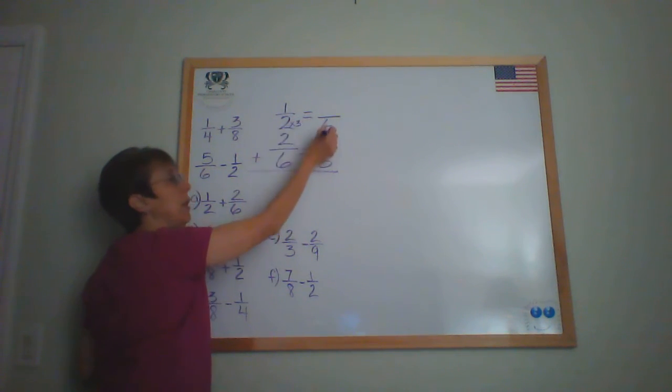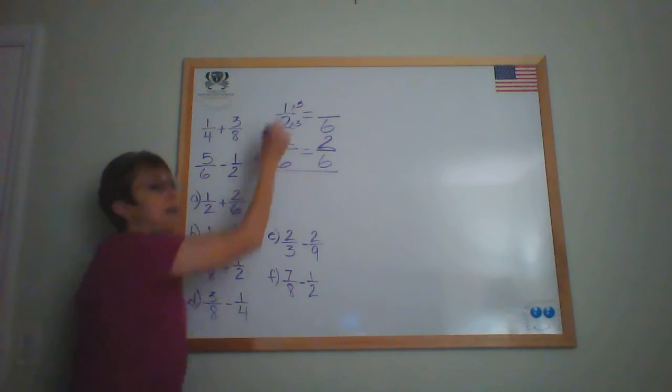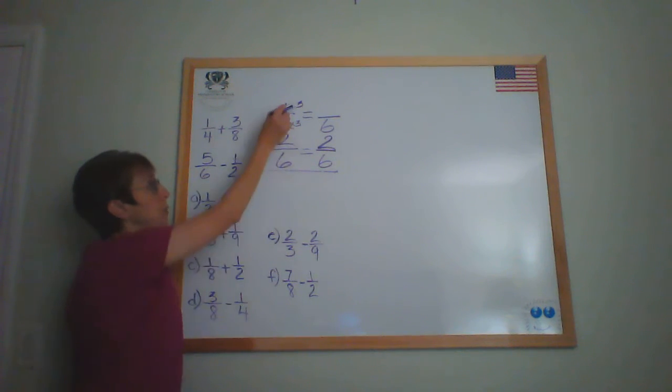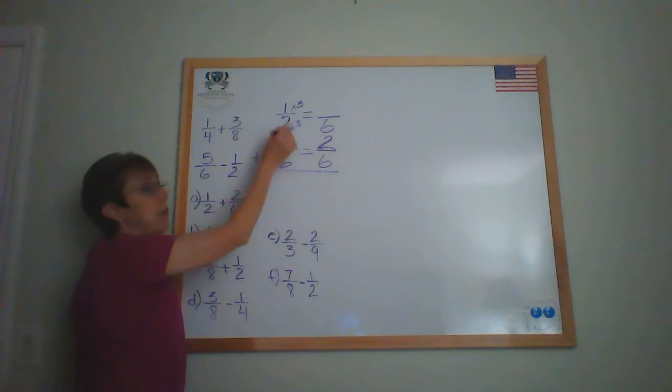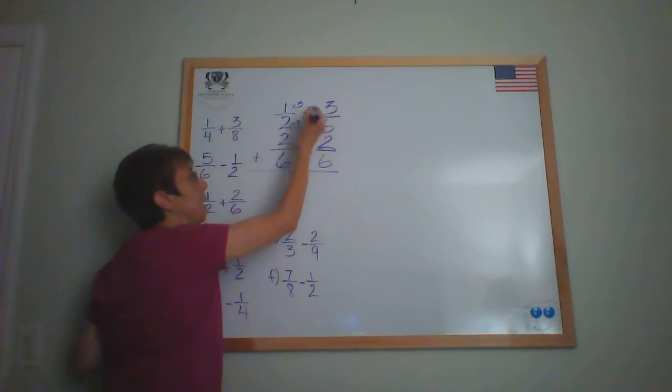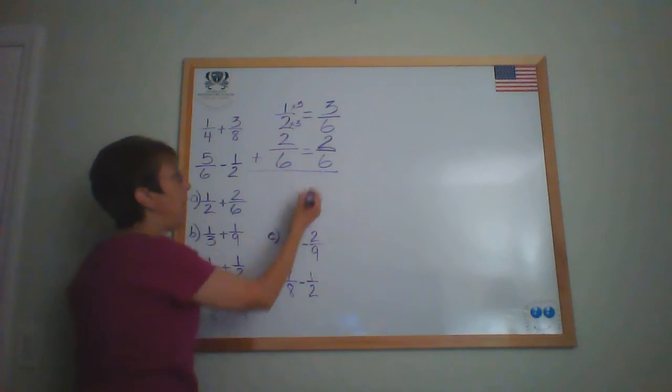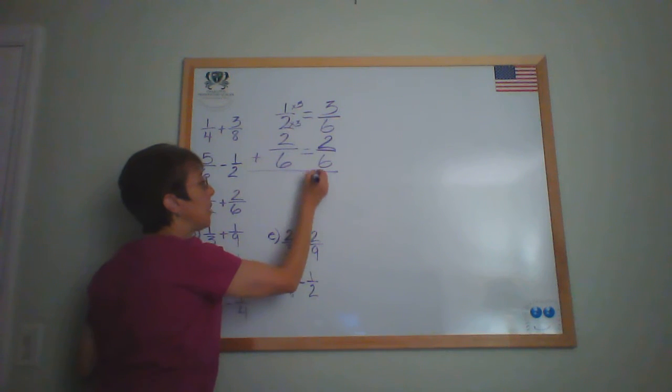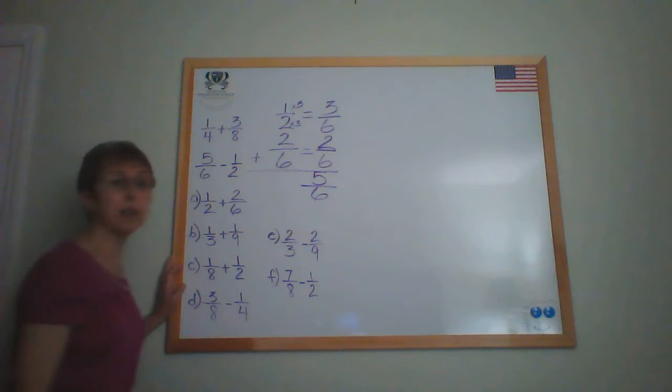2 times 3 equals 6, so therefore we have to multiply the numerator also by 3. There's your fraction name for 1, 3/3. So 2 times 3 equals 6, and 1 times 3 equals 3. And then you add: 3/6 plus 2/6 equals 5/6.